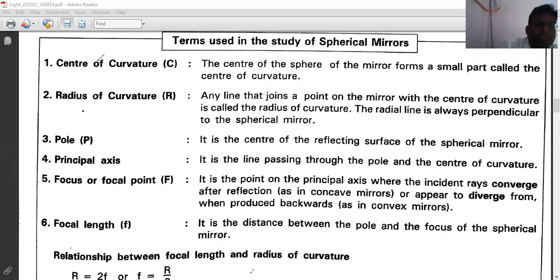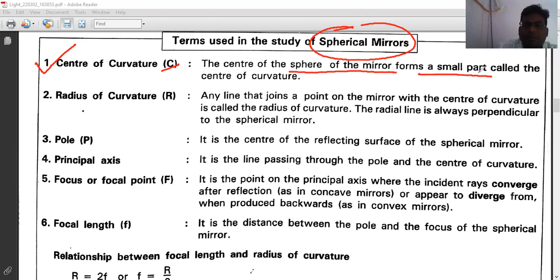Now look at the next point, the terms we use in a spherical mirror. So first point is the center of curvature, that is denoted by C. The center of the sphere of which the mirror forms a small part is called the center of curvature, that is written as C. Next one is radius. Radius of curvature is denoted by R.